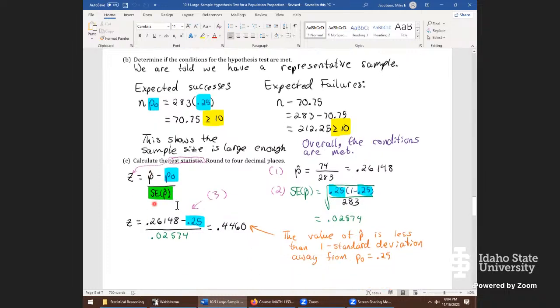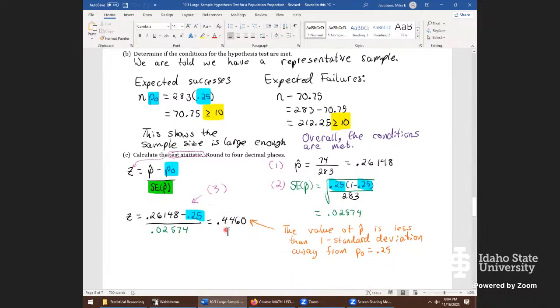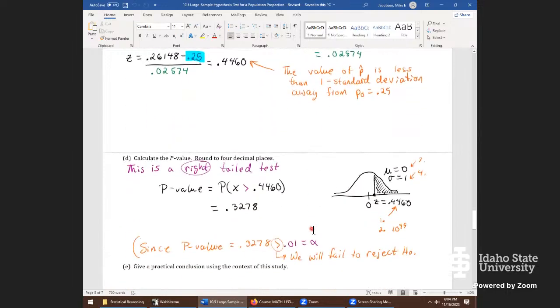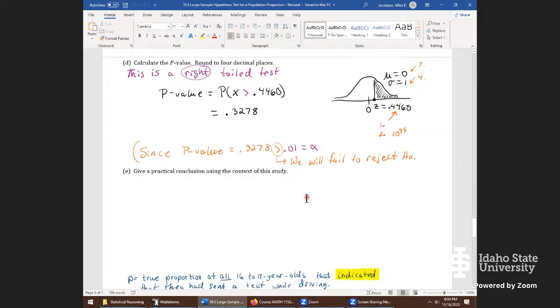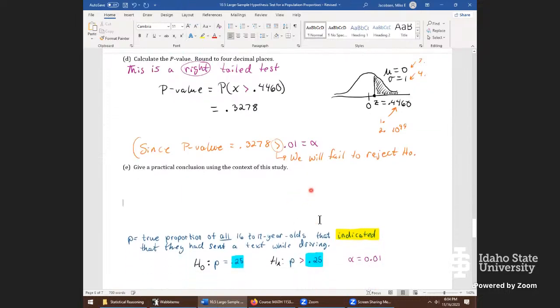So after putting that all together, we found it was 0.4460 standard deviations that the sample data p-hat is away from the hypothesized value p-naught at 0.25. That's not very much. So once we go to calculate the p-value, we had a very large p-value. Let's double check. This was a right tail test because of that greater than sign. So we calculated this area to the right here. I found a p-value of 0.3278.